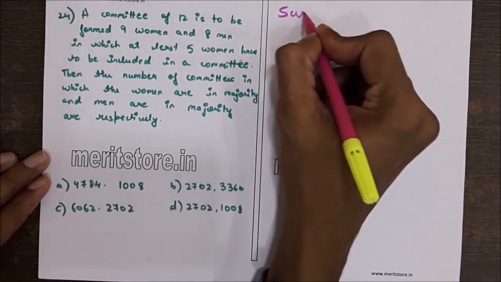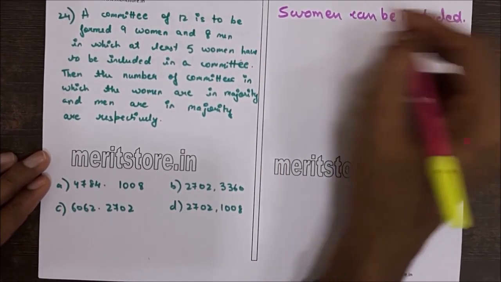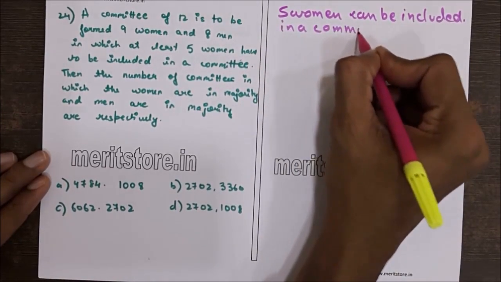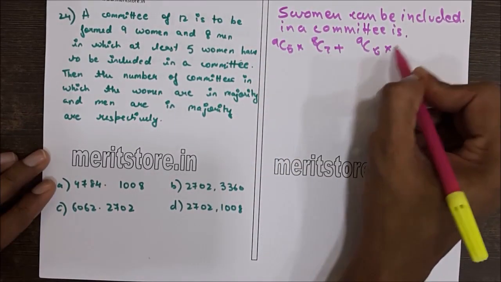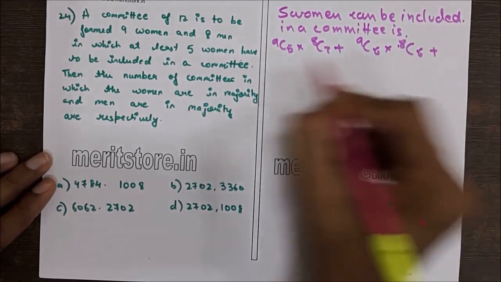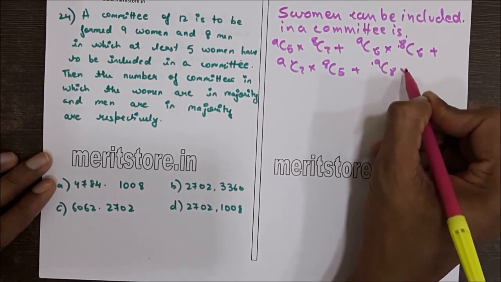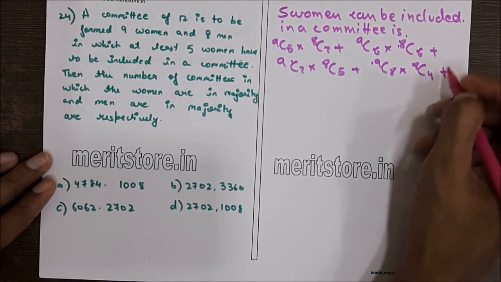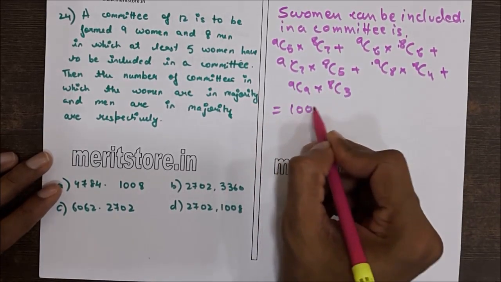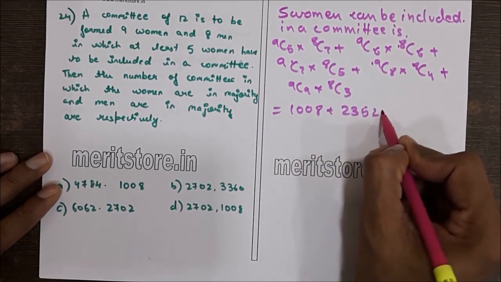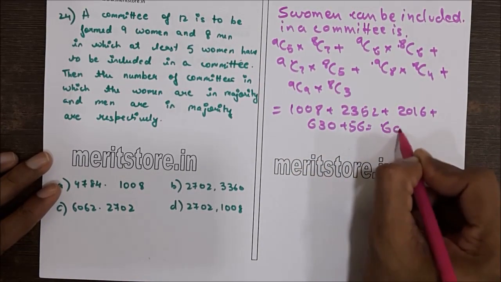committee is 9C5 times 8C7 plus 9C6 times 8C6 plus 9C7 times 8C5 plus 9C8 times 8C4 plus 9C9 times 8C3. Further solving this, for each term we get 1008 plus 2352 plus 2016 plus 630 plus 56, which is equal to 6062 ways.